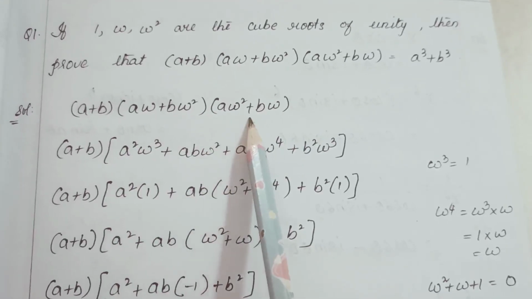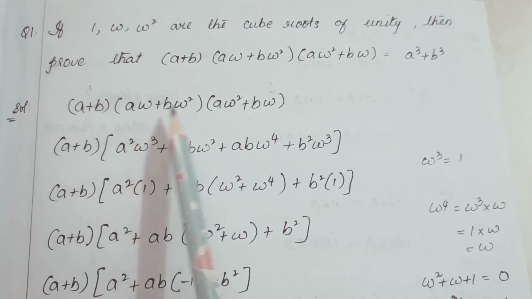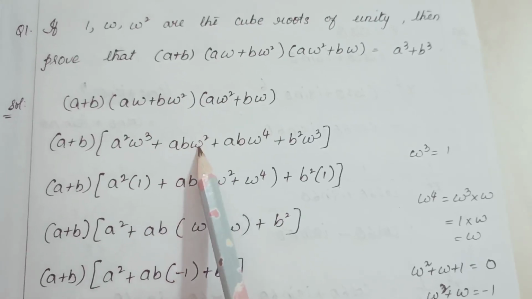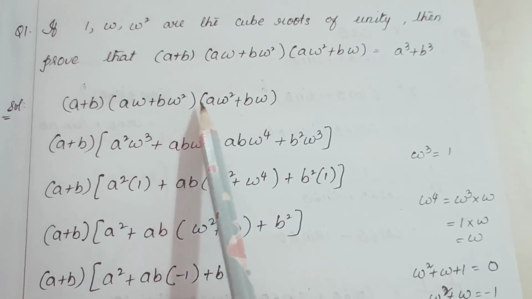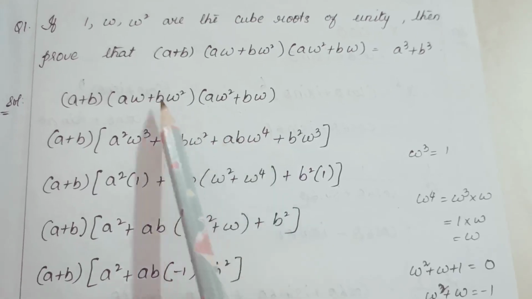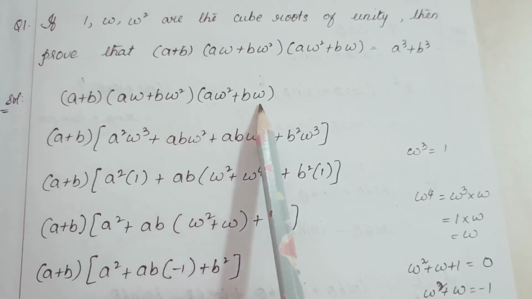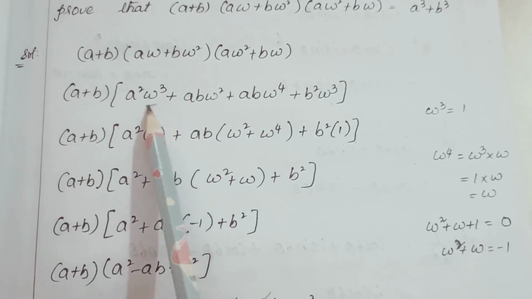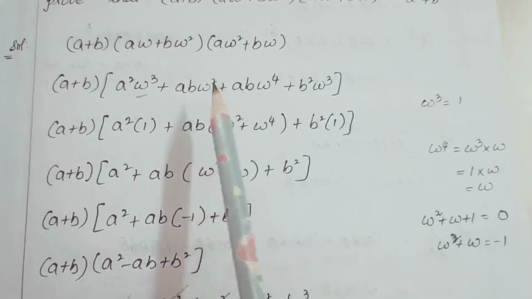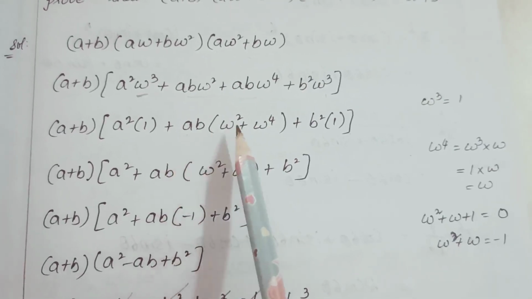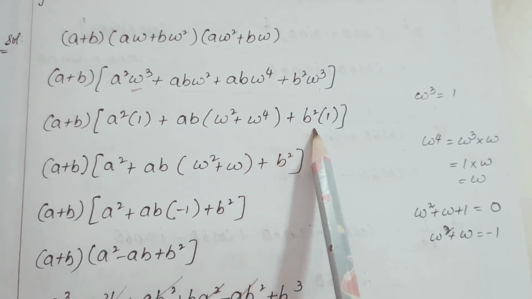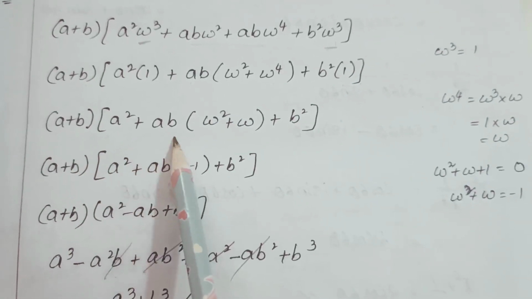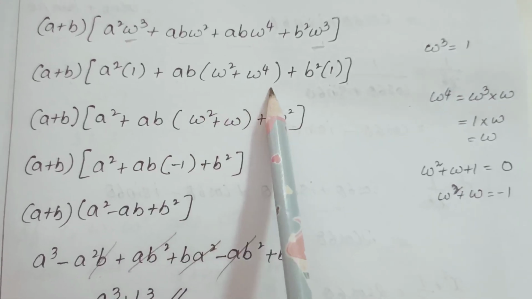a into a is a square, omega into omega square is omega cube, plus a into b is ab, omega into omega is omega square. Okay, a into b is ab, omega square is omega power 4, plus b into b is b square into omega is omega cube. So a plus b into a square, omega cube value is nothing but 1. Okay, ab, taking ab common here, ab into omega square plus omega power 4 plus b square into omega cube is 1. So a plus b into a square plus ab into omega square plus omega power 4.